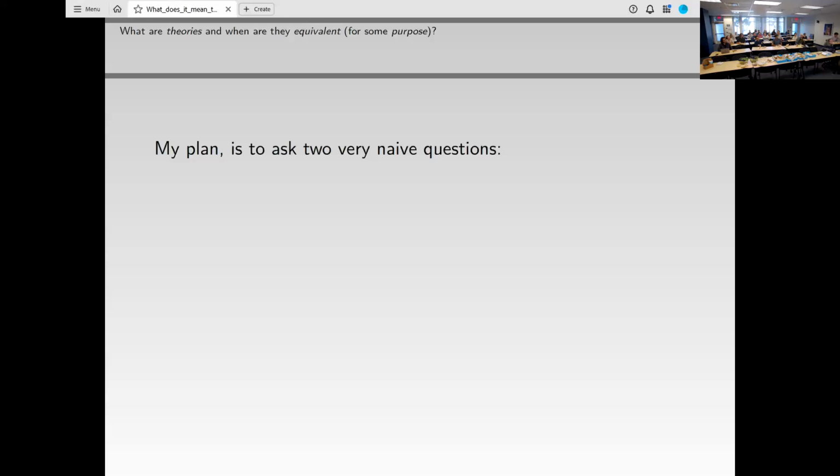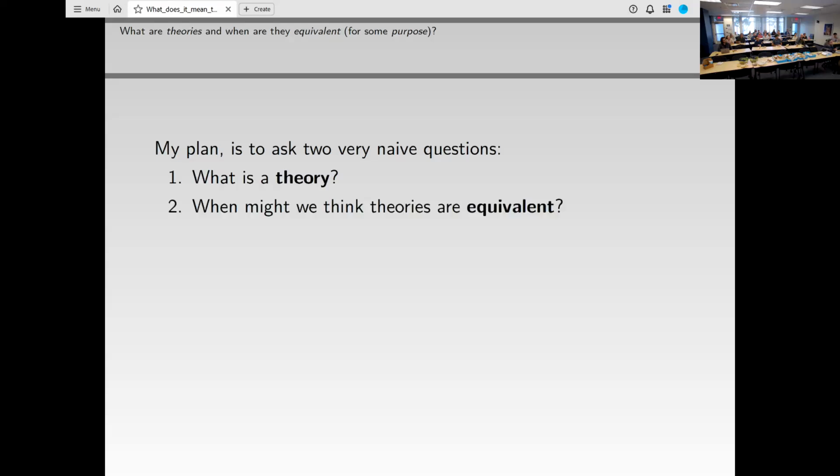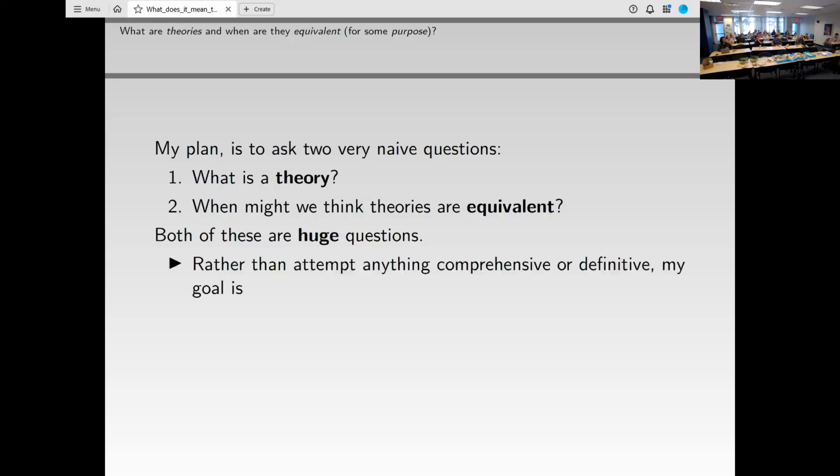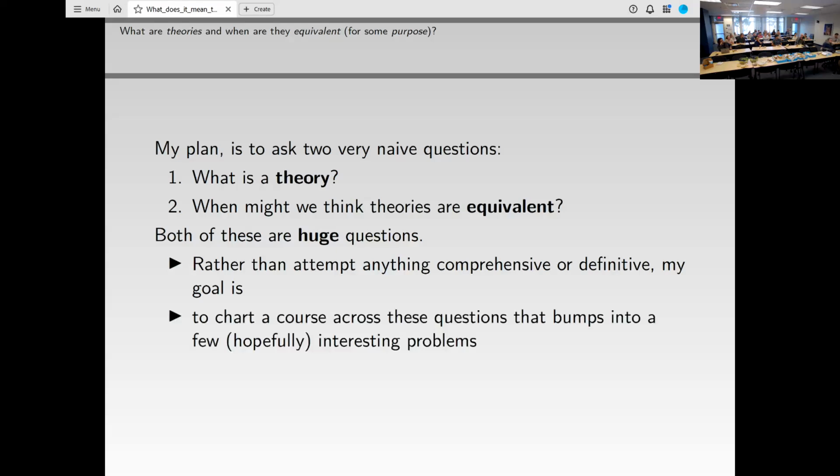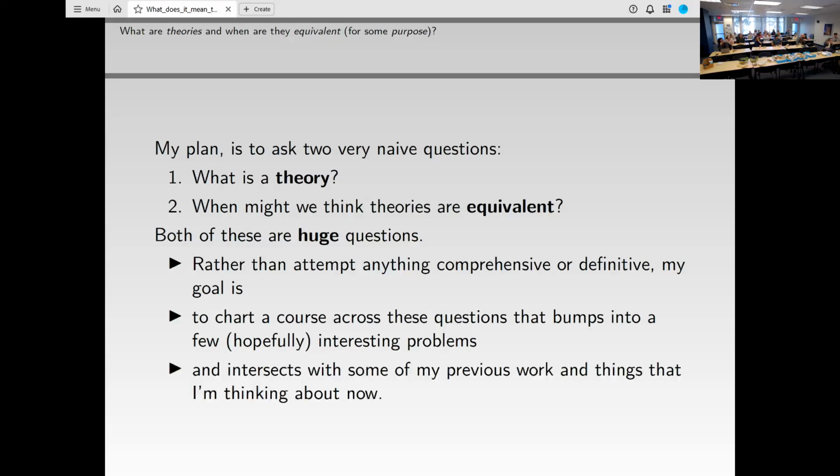Okay, so my plan is to ask two very naive questions. What is a theory? When might we think that two theories are equivalent? So these are huge questions. I'm not going to get very far with them, so I'm not going to take anything comprehensive or definitive. My goal rather is to chart a course across these questions that bumps into a few interesting problems. So there'll be three problems that will emerge, and we'll think about how this intersects with my previous work and things that I'm thinking about now.